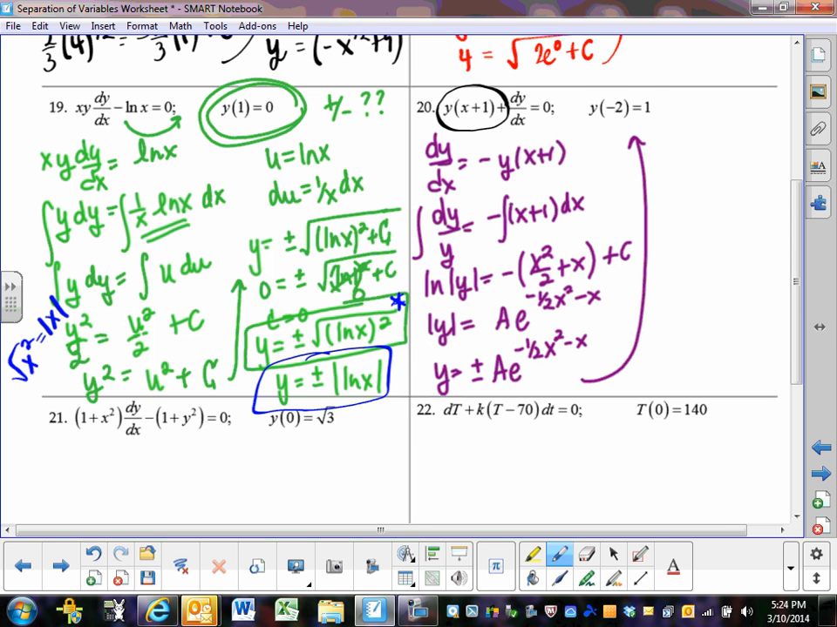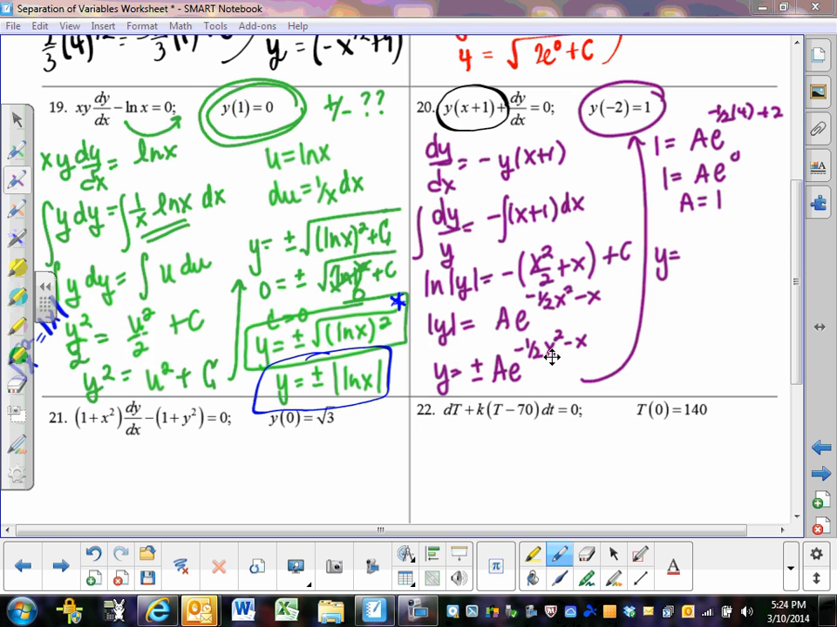Now I have a u sub situation again, and I know this because I know the relationship between natural log of x and 1 over x. So u equals the natural log of x, du is 1 over x dx. So when we substitute in, we're going to antiderive y dy equal to the antiderivative of u du. So y squared over 2 equals u squared over 2 plus c. So if I multiply both sides by 2, I get y squared equals u squared plus a random constant. Times 2 is still just a random constant.